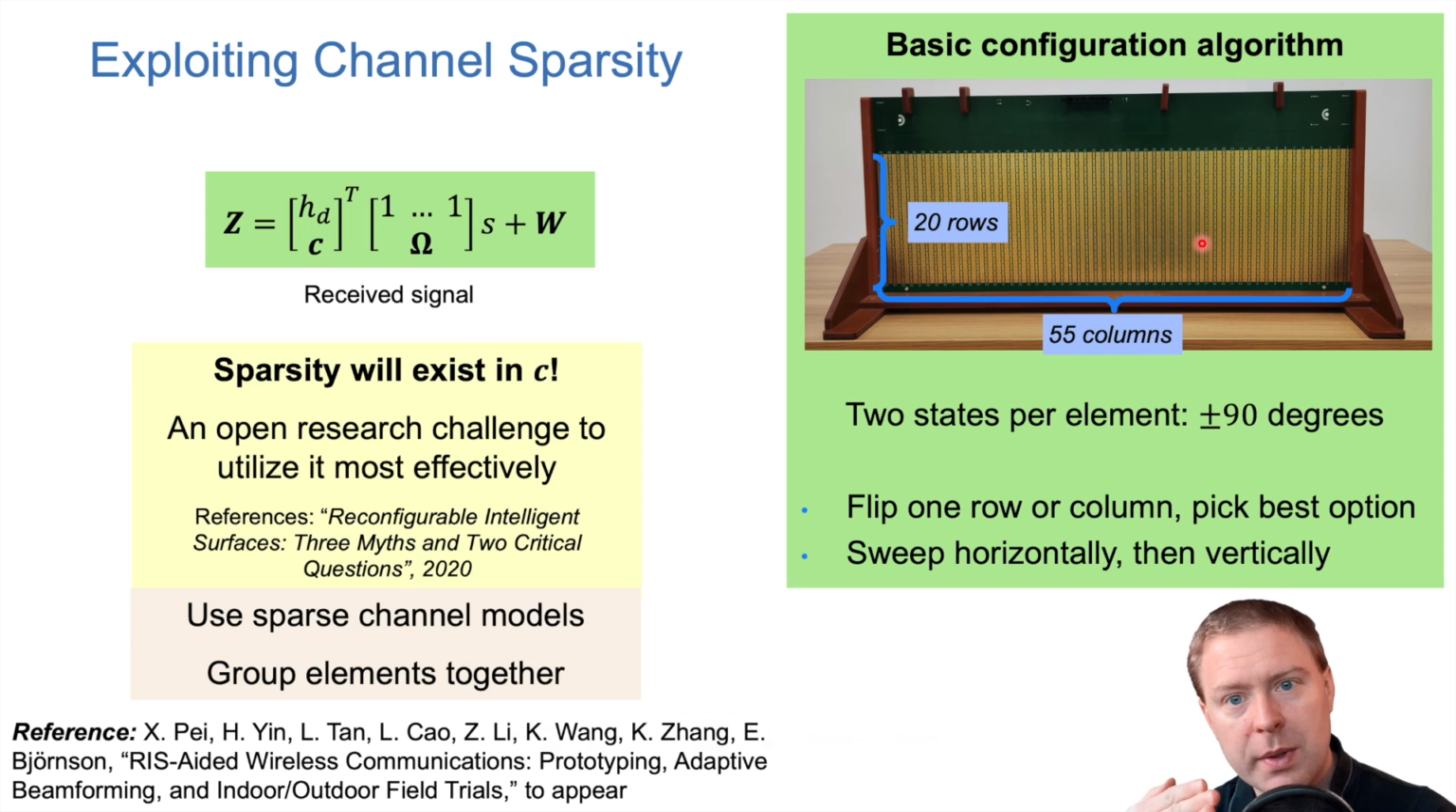So we are essentially sweeping around with beams horizontally and vertically in order to figure out in which direction we should reflect the beam in the best way. It's not an optimal way, but it worked in that experimental setup.